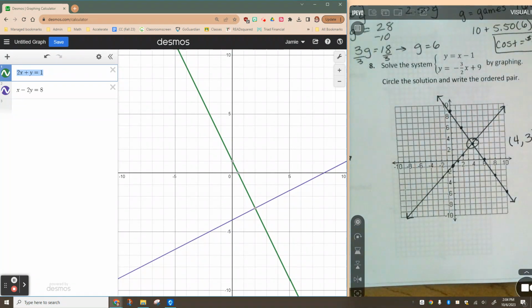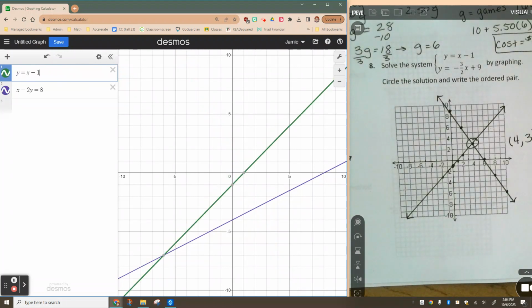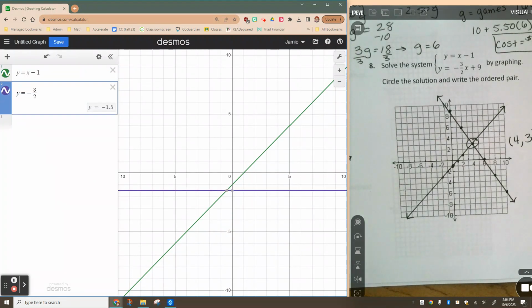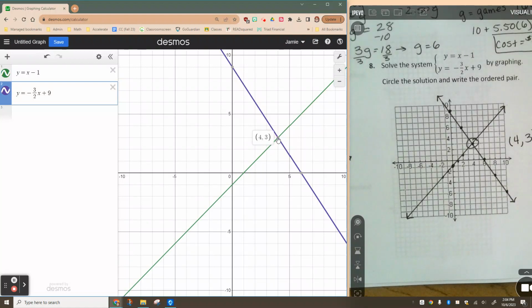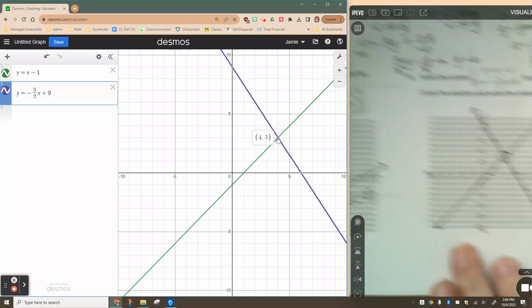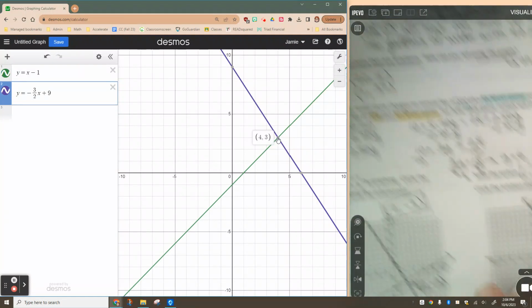Okay. So let's see. We have y equals x minus 1. And we have y equals -3/2 x plus 9. And to verify our point of intersection, that is at 4, 3. Woohoo! All right, so that is it for number 8.